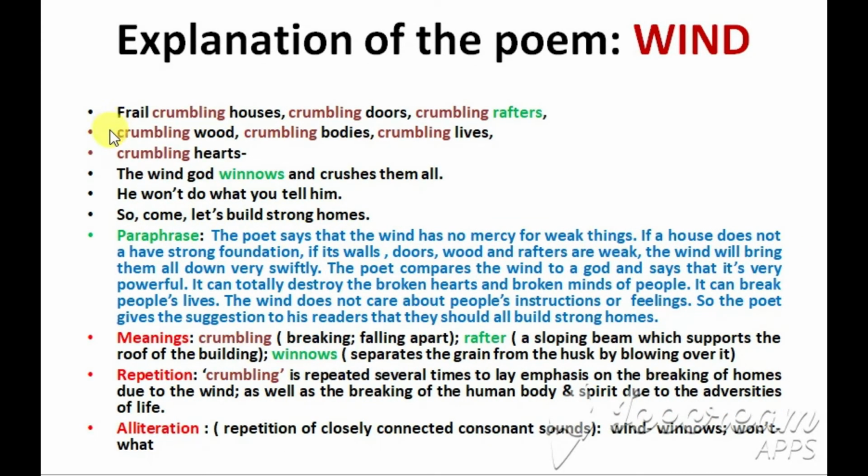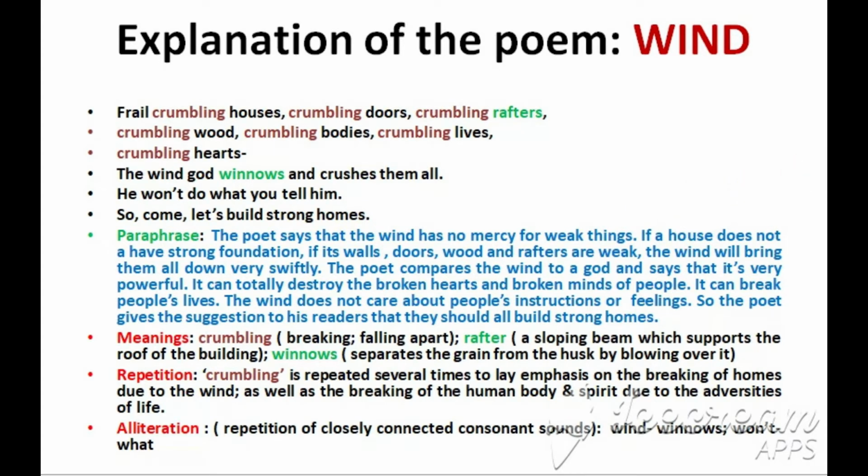Now the poet says, frail crumbling houses, crumbling doors, crumbling rafters, crumbling wood, crumbling bodies, crumbling lives, crumbling hearts. The wind god winnows and crushes them all. He won't do what you tell him. So come, let's build strong homes.